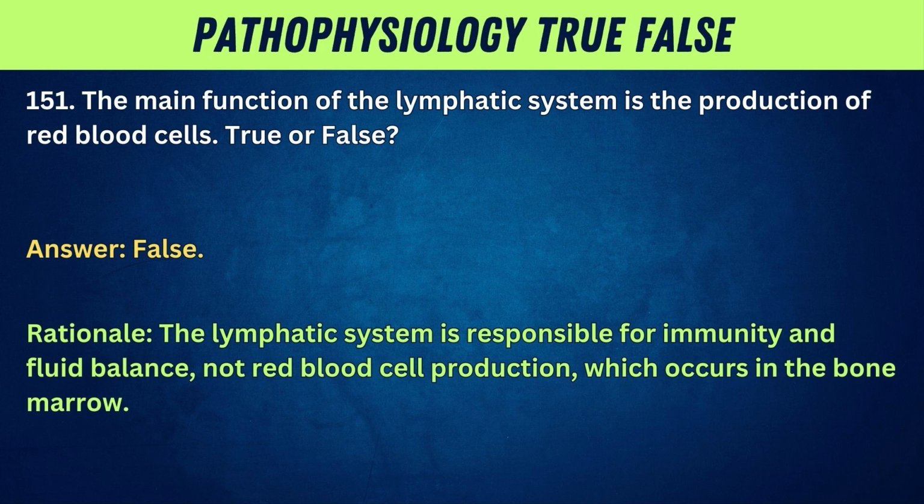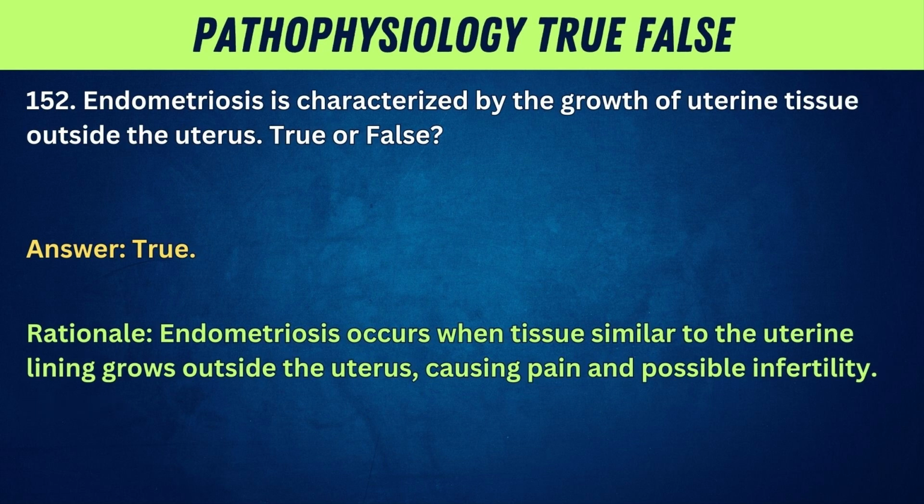True or false? Answer: false. Rationale: the lymphatic system is responsible for immunity and fluid balance, not red blood cell production, which occurs in the bone marrow. 152. Endometriosis is characterized by the growth of uterine tissue outside the uterus.